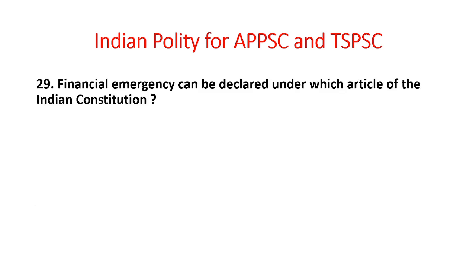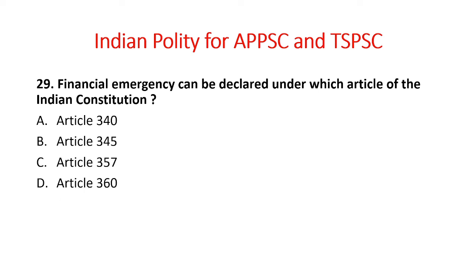Financial emergency can be declared under which article of the Indian Constitution? Article 340, Article 345, Article 357, Article 360. So the financial emergency can be declared under Article 360 of the Indian Constitution. Next.